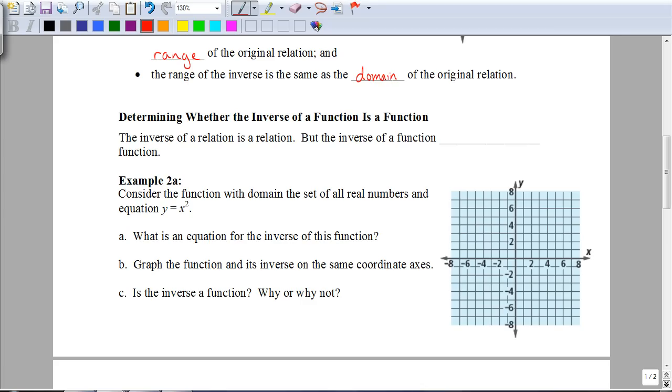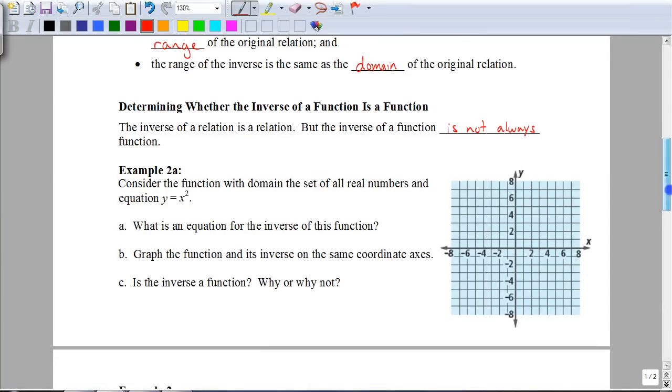Now, just like I just talked about, the inverse of a relation is always going to be a relation. Remember, a relation is just basically any set of ordered pairs. So a set of ordered pairs is always going to be a relation, but a function gives it a separate status, makes it its own unique thing. So what this is saying is that just because the original is a function doesn't mean that the inverse is also going to be a function. Just like we noted with that previous example, because there are repeats in the inverse in the domain.